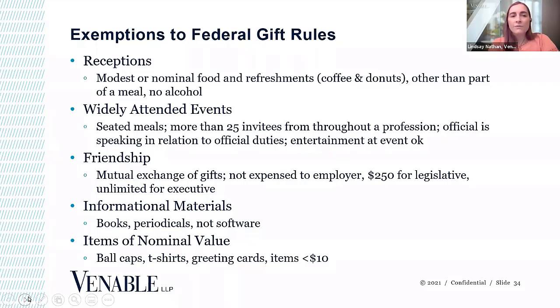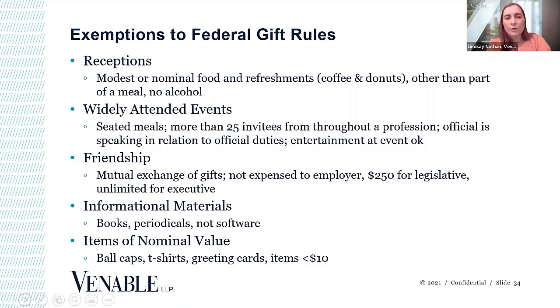There are exemptions for widely attended events, which is a term of art. It usually means more than 25 invitees from throughout a profession, not only members of Congress or members of the executive branch. Sometimes the official is speaking, but only in relation to their official duties. Entertainment at the event itself is okay, but entertainment after an event, sort of going to a ball game after a reception, is not okay.